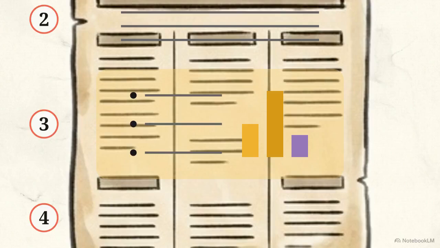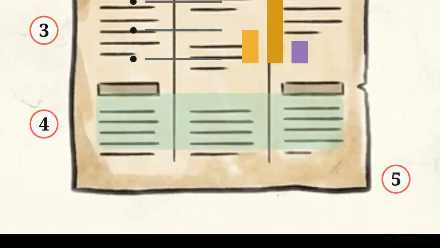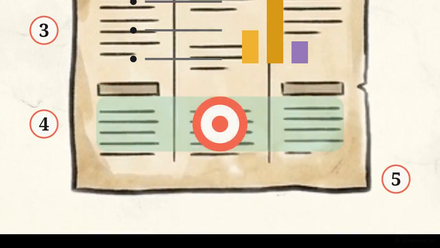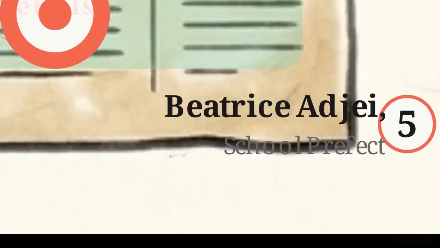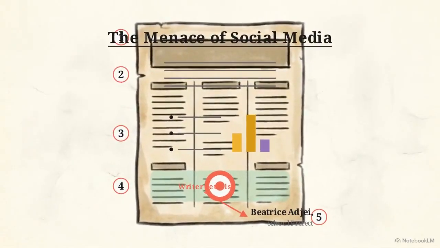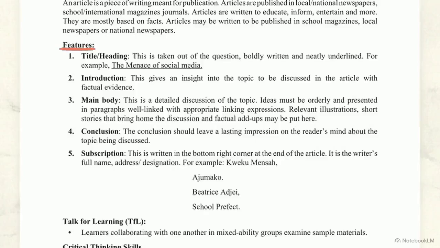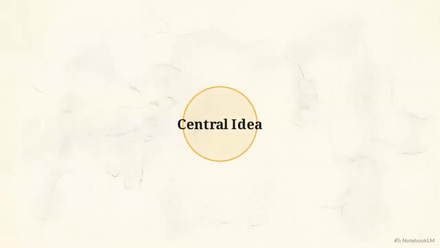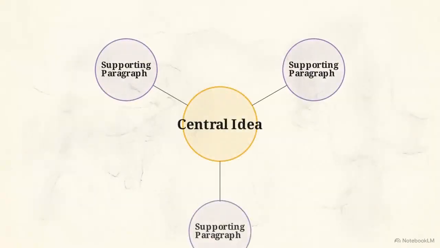The body provides a detailed discussion using logical paragraphs and relevant illustrations. Then, the conclusion wraps up the argument, leaving a lasting impression on the reader's mind. Finally, we have the subscription. Your full name, along with your address or designation, must be placed explicitly at the bottom right corner of the text. Mastering these 5 structural elements ensures your work meets the professional standard that editors and readers expect when looking at a formal article.